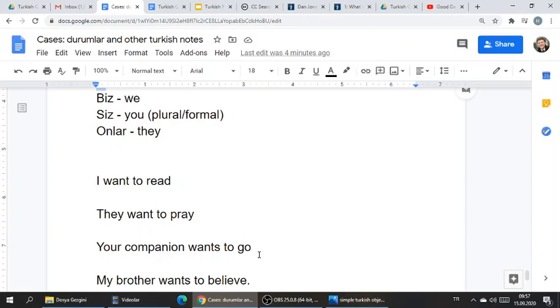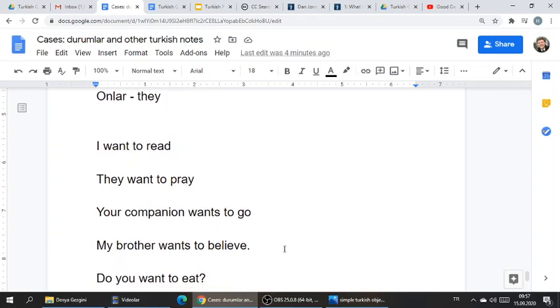That's very important because we're going to get into sentences where there are people that want to do two different things, or someone that wants someone to do something. Where there are more than one actors and more than one verb. All right. My brother wants to believe.